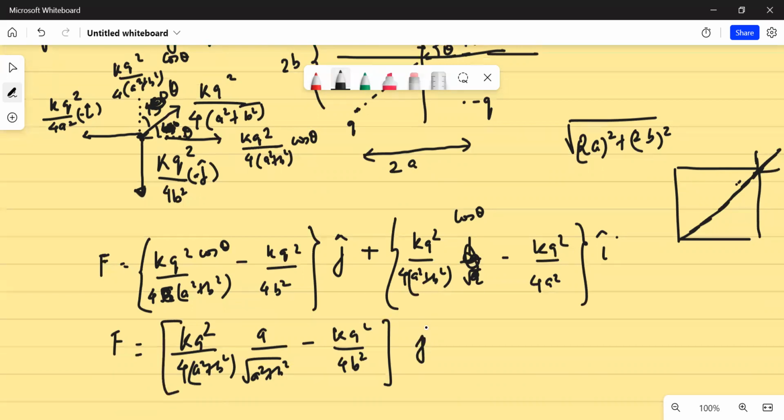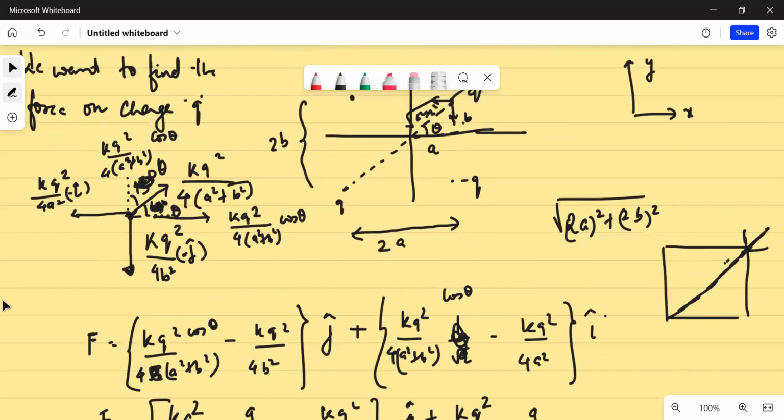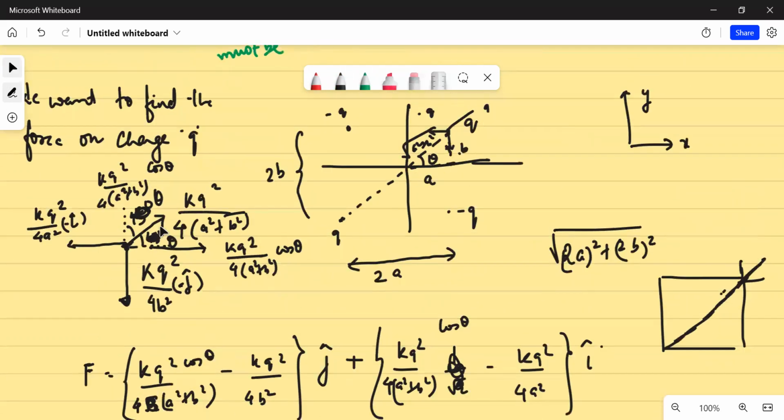This is 1, and plus kq square upon 4 times a square plus b square. Again it would be a upon, again I think this is a होगा, क्या होगा, वापस चेक करते हैं. If this is theta, this will be 90 minus theta, right? And if it is 90 minus theta, this would be sin theta. Sorry. ठीक है, तो sin theta लिखना चाहिए मुझे.